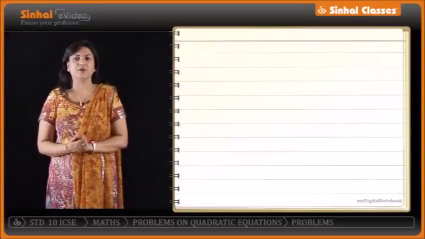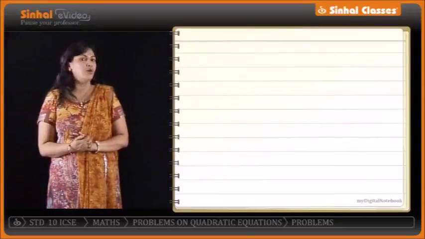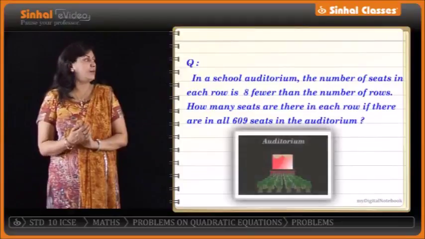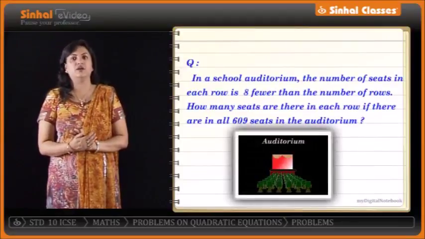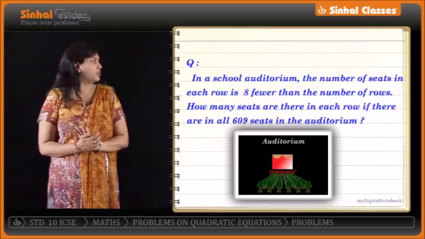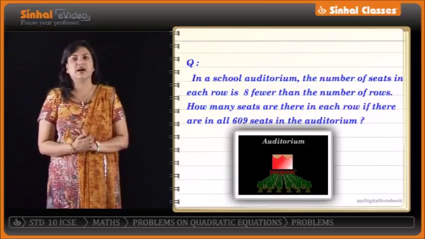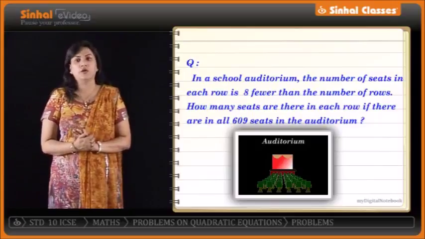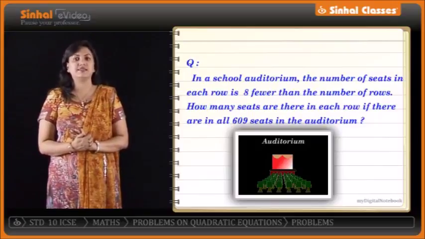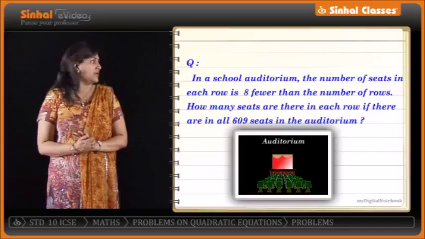Now to the next problem. In a school auditorium, the number of seats in each row is 8 fewer than the number of rows. How many seats are there in each row if there are in all 609 seats in the auditorium?